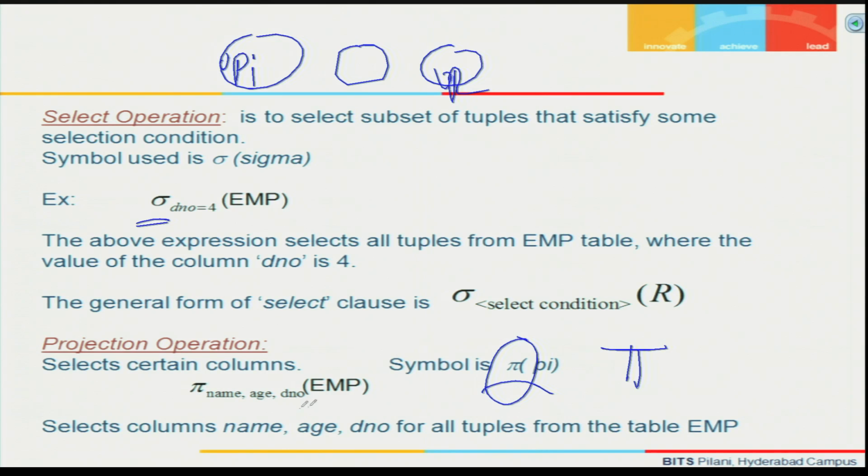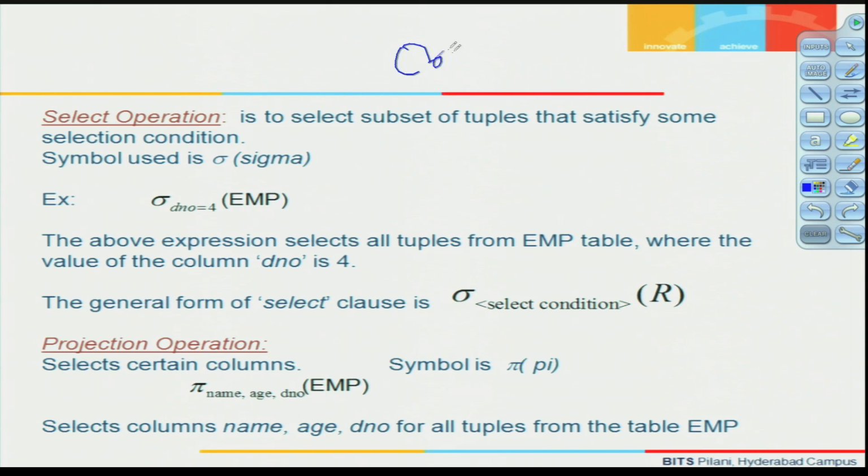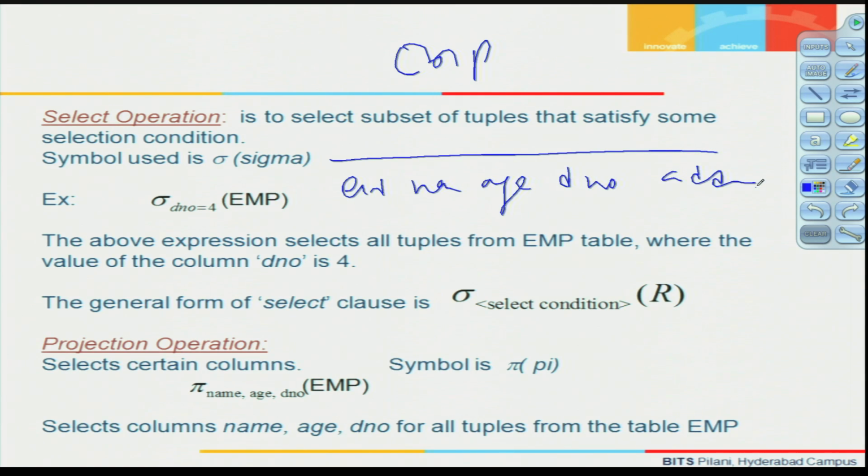This is the general form. Suppose I want to project on the name, age and department number of the employees. Let us assume there is a relation called employee which has many fields like employee ID, name, age, department number, address and so on. From this relation, if we want to project on the name, age and department number, I can specify the query like this. This relational algebraic expression will give me the name, age and DNO of the employees.